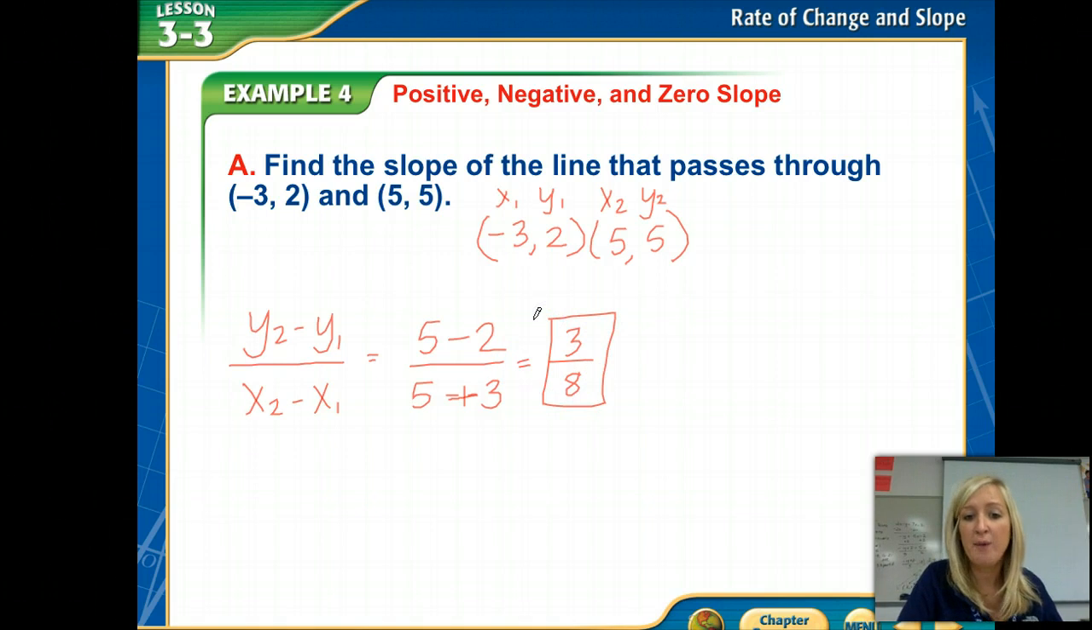Now it's very important about slope, a few things to remember, is that we can always simplify our fractions, but we're never going to put our fractions into decimals. So 3/8 is in simplest form as a fraction, so we're just going to leave it like that, and we'll explain later why that's so important. But again, don't ever convert your fractions to a decimal. Your answer is just simply 3/8.